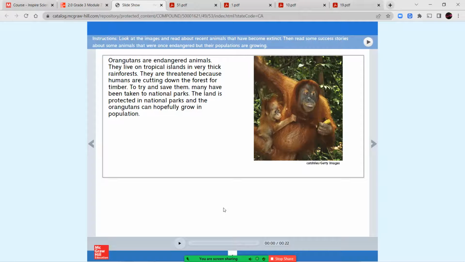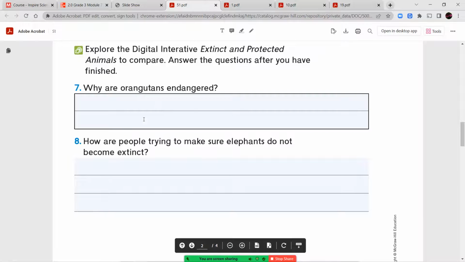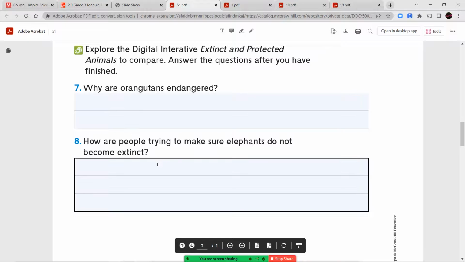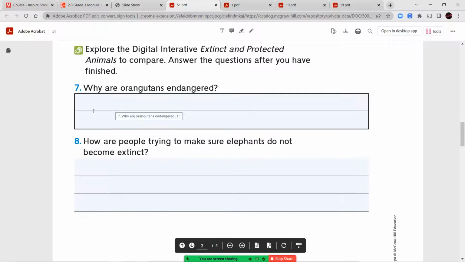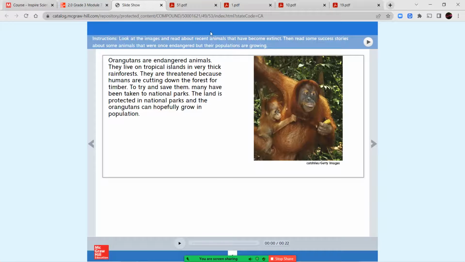Okay, so remember, we had a couple questions focused on orangutans. Why are they endangered? Please make sure you use a complete sentence and pull part of your question into your answer. So you would say orangutans are endangered because, and then you can go back here and you can see that humans are cutting down the forest that they live in for timber, so they're destroying their habitat.